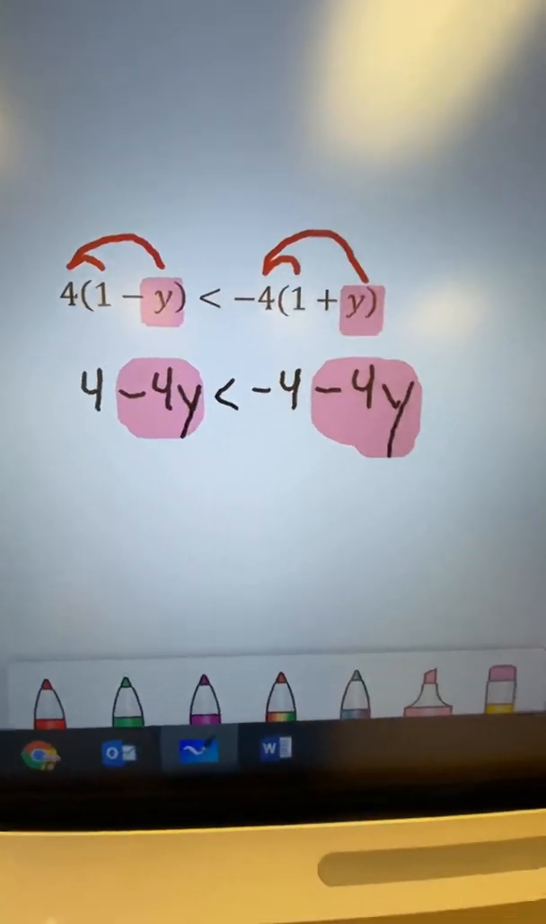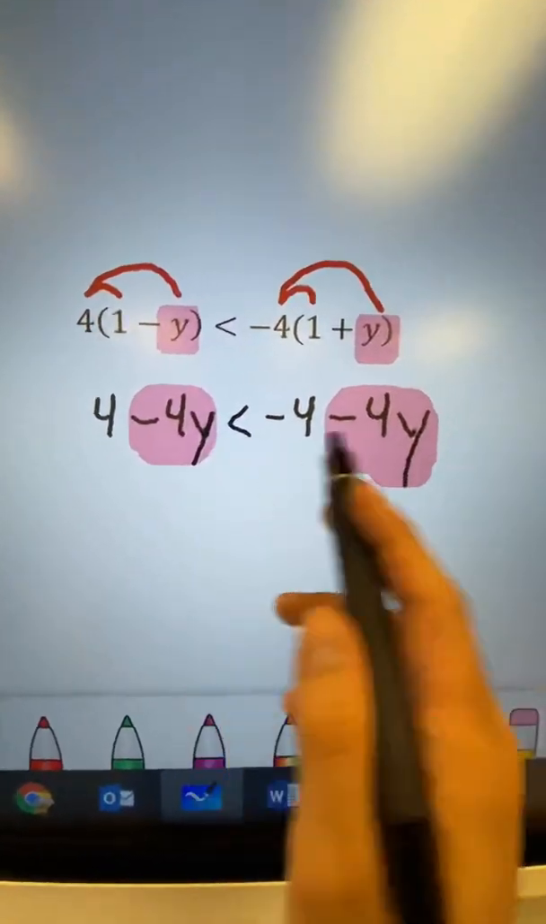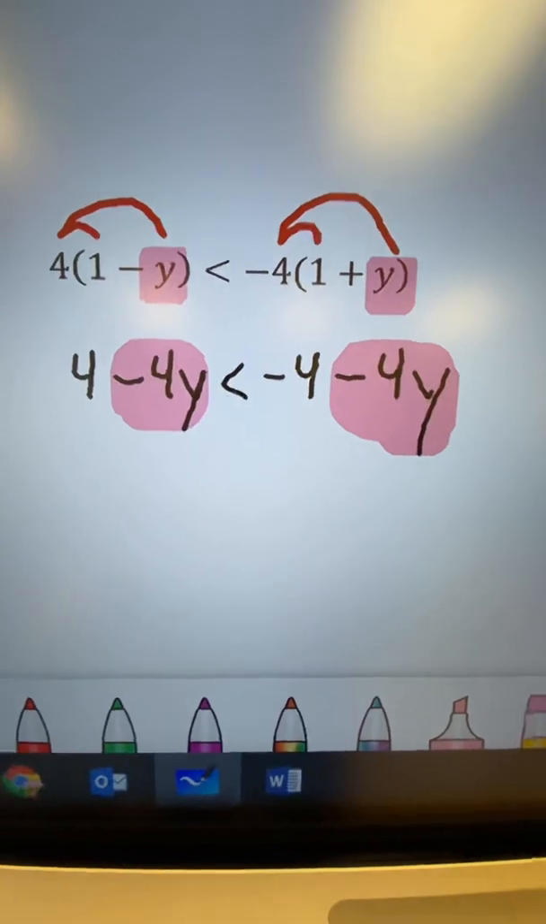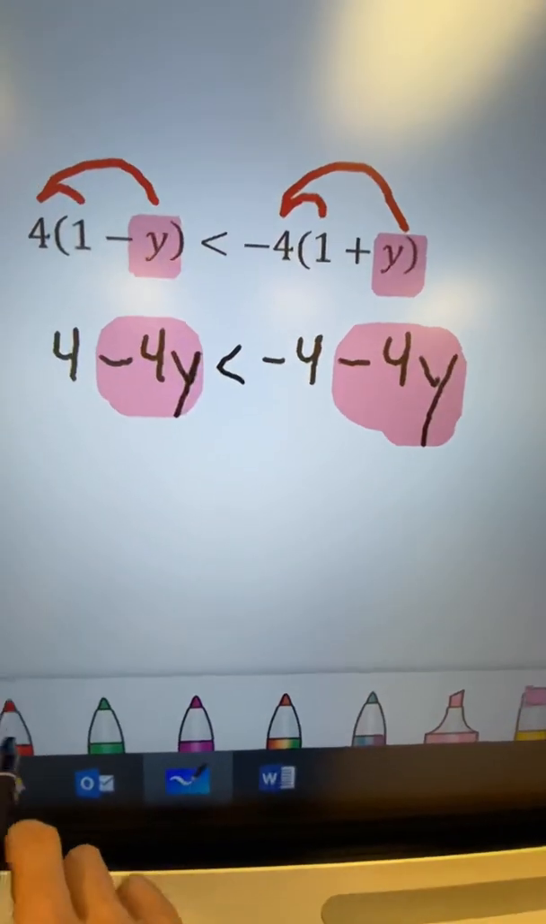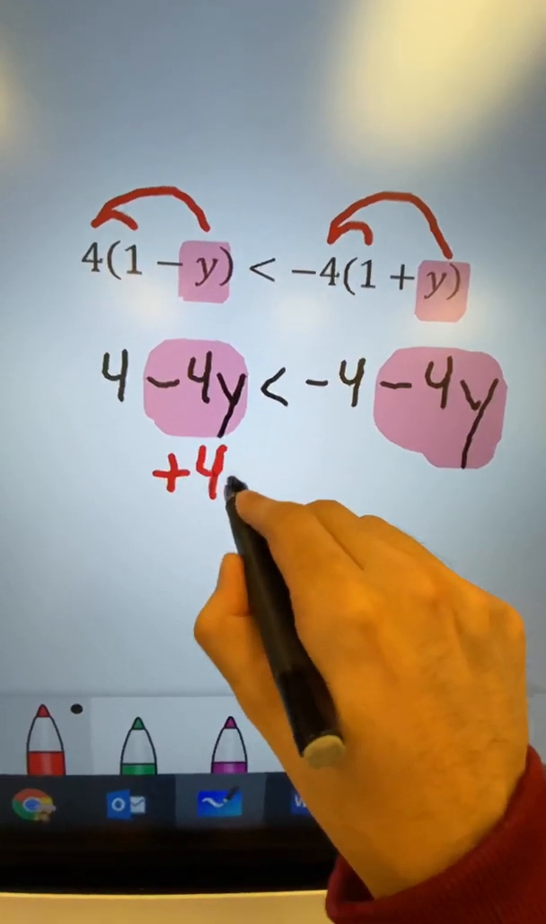And usually I recommend, make a zero pair with the smaller one. Anytime you're trying to combine like terms that are on different sides, you've got to use zero pairs. So I say make a zero pair with the smaller one, but you can see they're the same value. So it doesn't matter which one I pick. So I'm just going to go with the one on the left. Opposite of that is positive 4y.